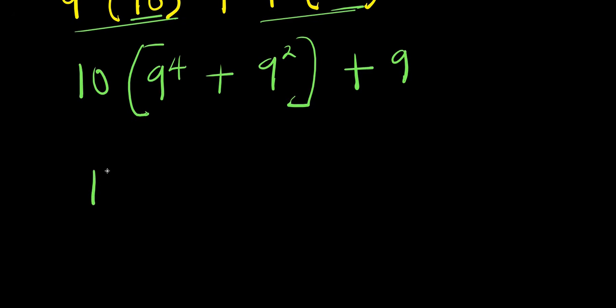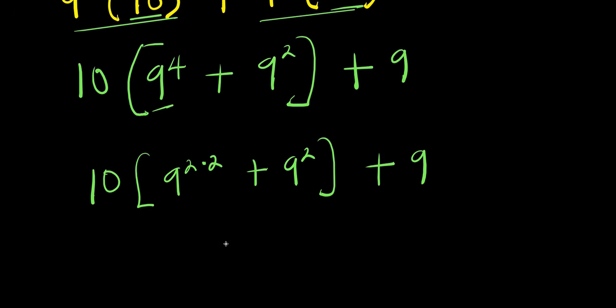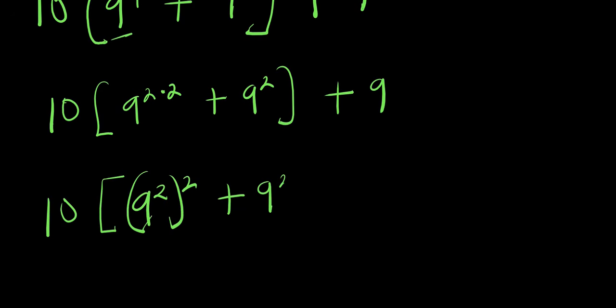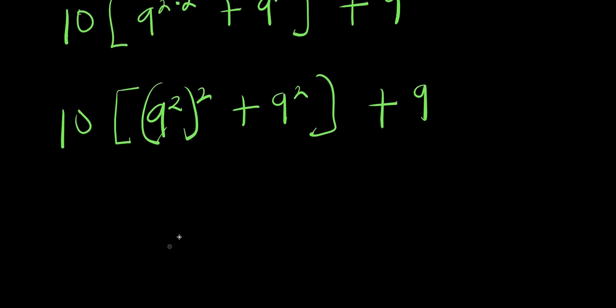So from here, I have 10 times 9 power 4, I can express as 9 power 2 times 2, plus 9 power 2, plus 9. From here, I have 10 times this, I can express as 9 power 2 to the power of 2 plus 9 power 2 plus 9. So from here, what we are going to do is factor out 9 power 2 because there's 9 power 2, there's 9 power 2.